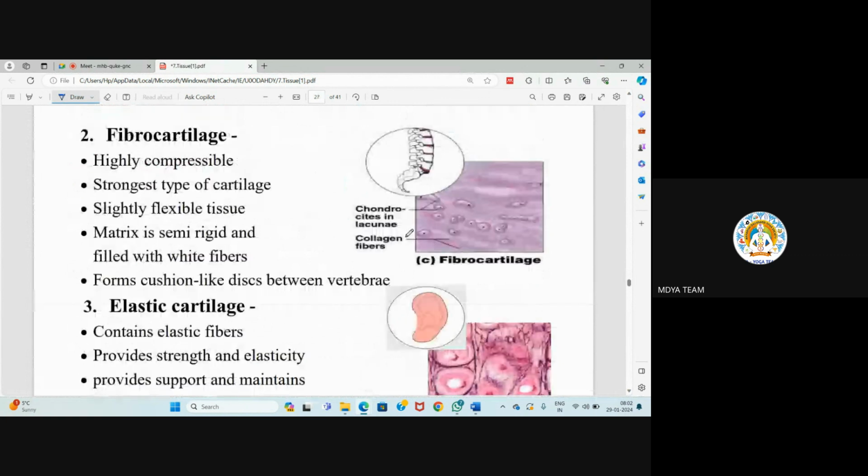Next is fibrocartilage, highly compressible. Ma'am, excuse me, ma'am. Yes, please. Ma'am, now it is 8 o'clock. Should we stop here? Yes, we will stop here, just completing the cartilage. Just one slide.